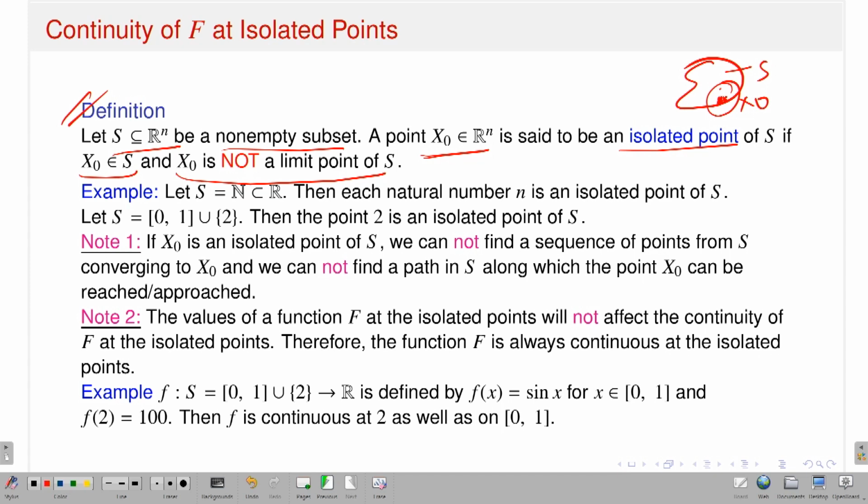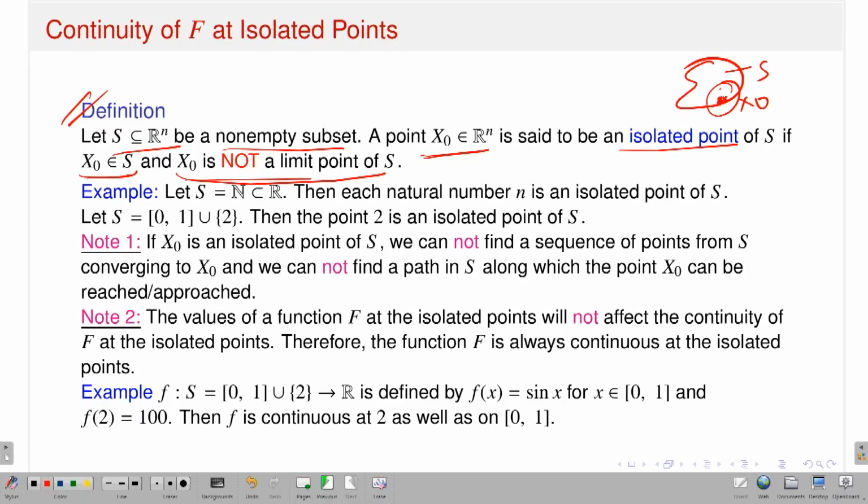So I am saying that x naught is not a limit point. That means "for every neighborhood" should be replaced by "there exists a neighborhood" of x naught, so that it does not contain any point of S. That means it should be the negation. Limit point means whatever neighborhood I take around x naught, it contains at least one point from S except x naught. I am saying it is not a limit point, so I should have the negation of this statement. Instead of every neighborhood, there exists a neighborhood, and instead of containing at least one point, it should not contain any point.